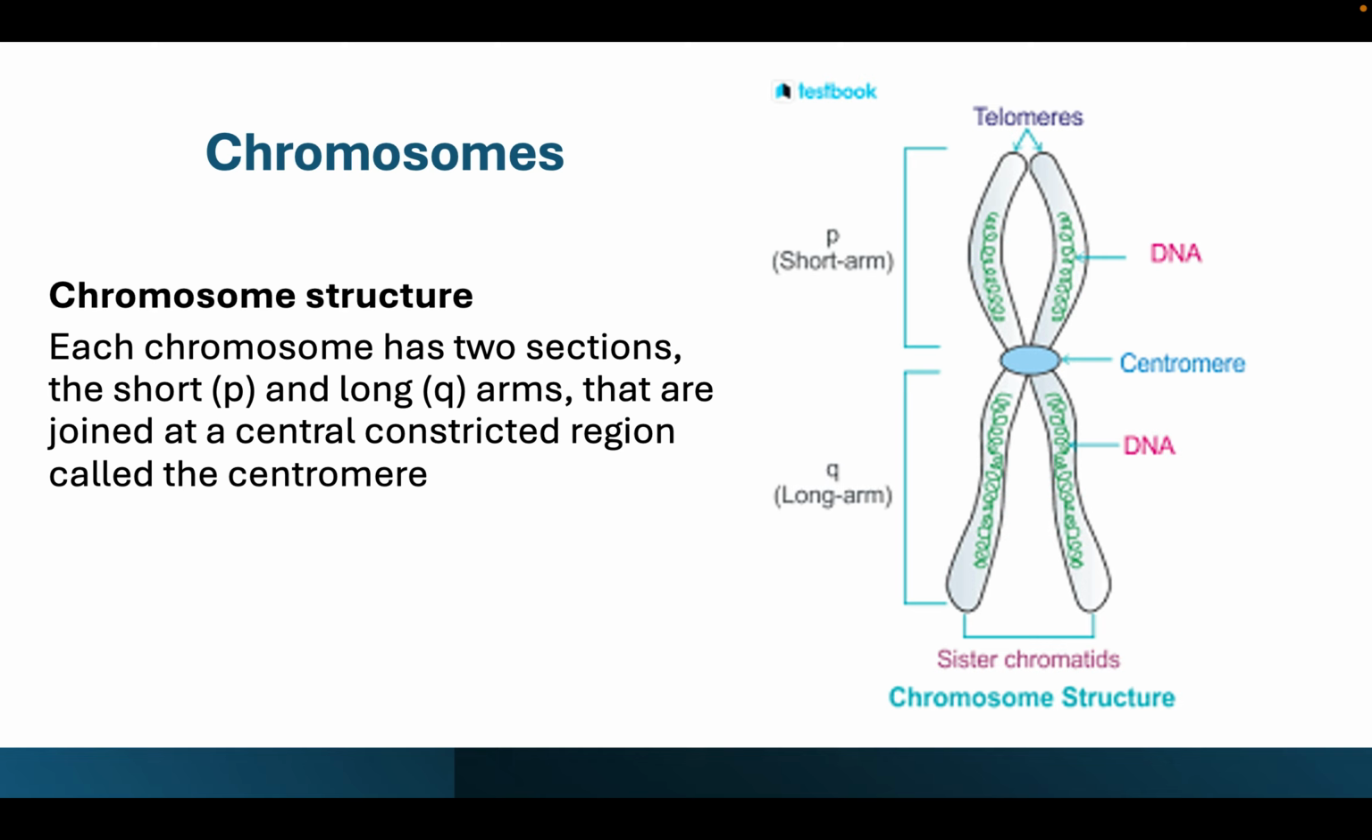The chromosome structure: as you can see here in the image on the right, each chromosome has two sections. The top section we call the short arm, and the lower section we call the long arm. They are joined by something called the centromere. It's not always in the center, by the way.